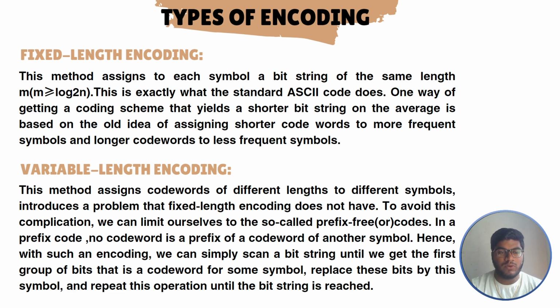Whereas in the variable length encoding, this method assigns code words of different lengths to different symbols, which introduces a problem that fixed length encoding does not have. To avoid this complication, we can limit ourselves to the so-called prefix-free or prefix codes. In a prefix code, no code word is a prefix of a code word of another symbol. Hence, with such an encoding, we can simply scan a bit string until we get the first group of bits that is a code word for some symbol, replace these bits by this symbol, and repeat this operation until the end of the bit string is reached.